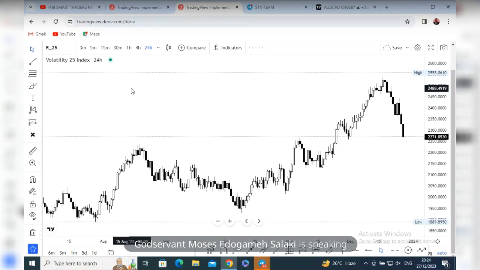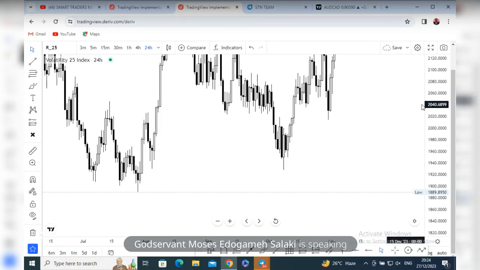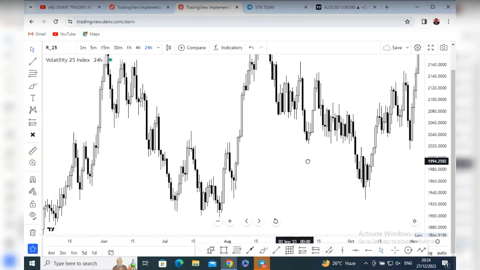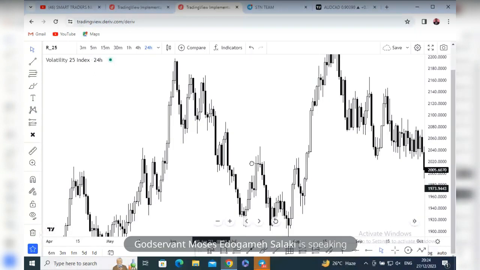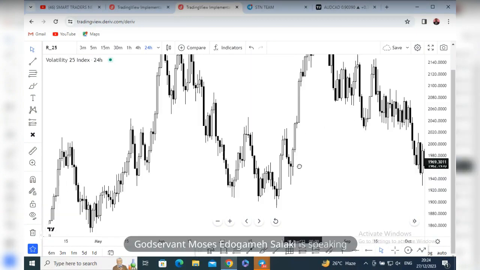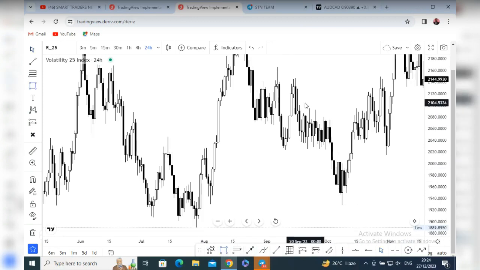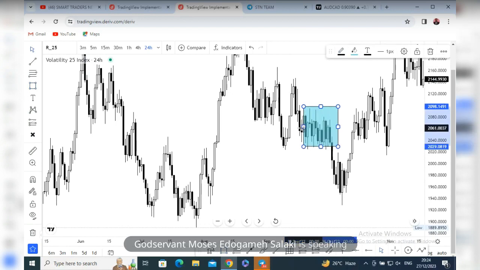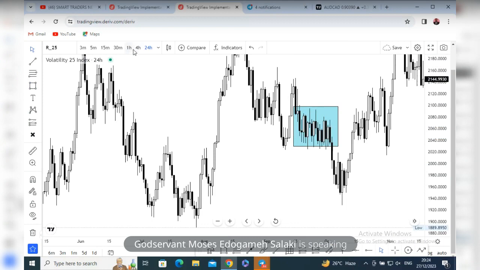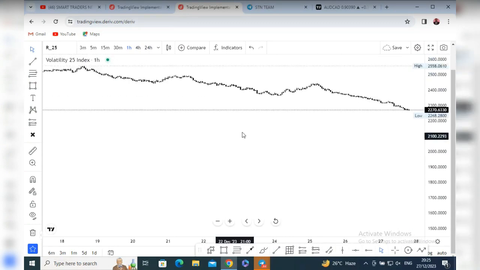All right, so this is VIX 25 on your chart. Let's disregard what is happening right now. Let's just go back in time and find out what is going on. Okay, so let's go to a 1 hour and get that story.